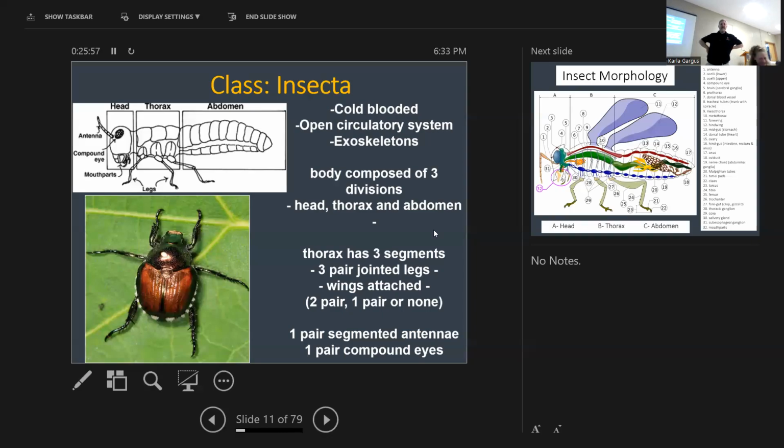Ready? Okay, good. So the class Insecta, again, this is that group. We have 3 body regions and an open circulatory system, with the body composed of those 3 divisions, 3 segments, including the thorax that has the legs on them. Most species, at least adults, will have legs that can move around. There are some species like flies that don't, because they don't have to. They just have to move in and out of whatever they're feeding on. But anyway, that's typically 3 pairs of legs, and then 1 pair of segmented antennae, and then compound eyes.